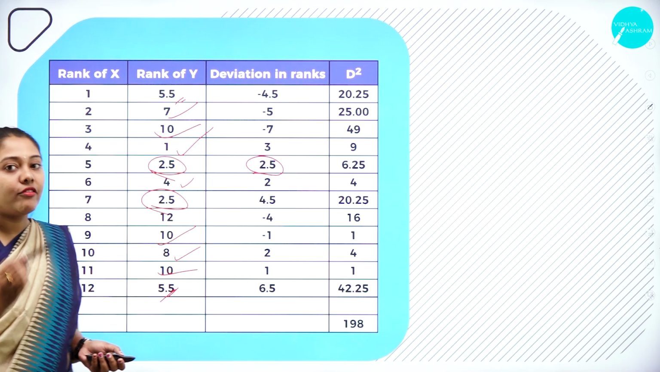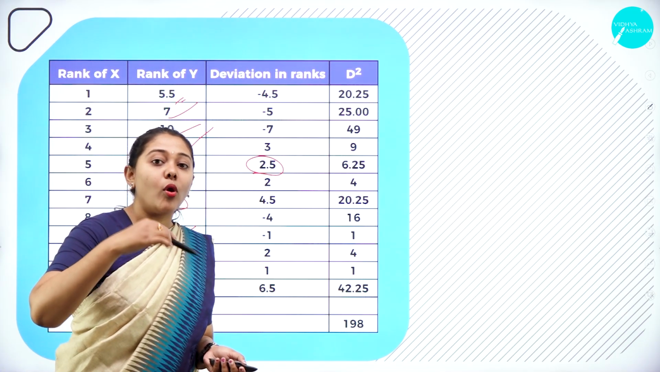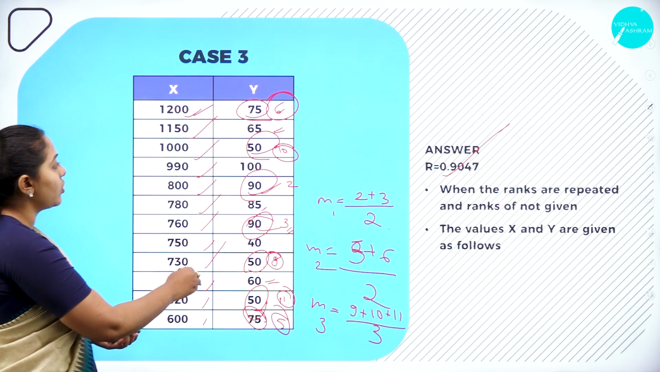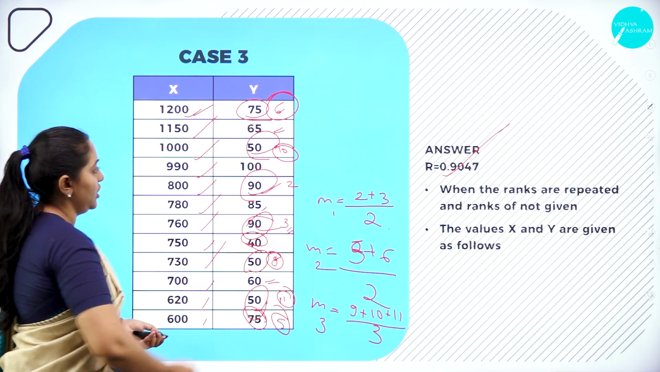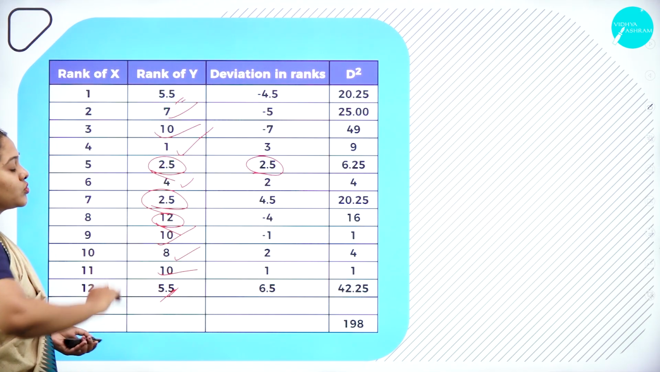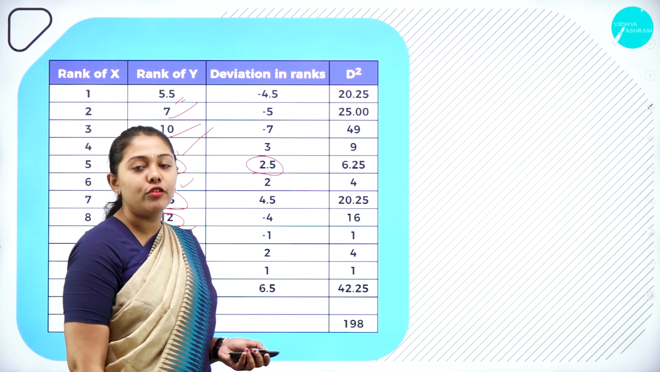Next, the 11th rank is over. Up to the 11th rank, what is the next rank, my dear students? The 12th rank. After 50, what is the number we have? 40. So this will be the 12th rank. I hope all the ranks that we have marked are clear for you.